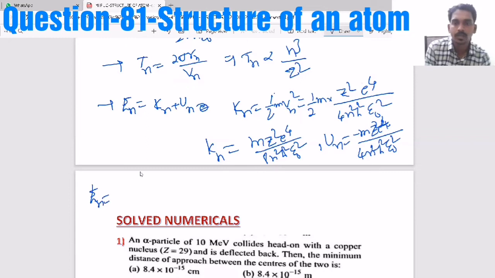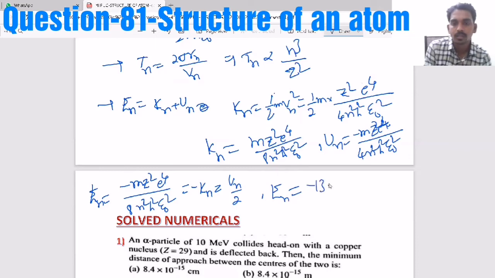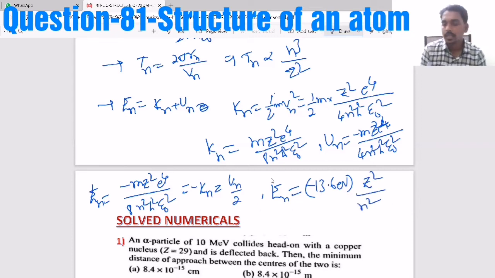Then the total energy will become minus m Z squared e power 4 by 8 n squared h squared epsilon naught squared, which is the negative of the kinetic energy or half of the potential energy. Also, if you substitute the constants, it is minus 13.6 electron volt Z squared by n squared. So for any atom, for any orbit, you can find these quantities. You just have to take care of the Z value and n value. Based on these things, they can ask questions. Let's see what kind of question they will ask.